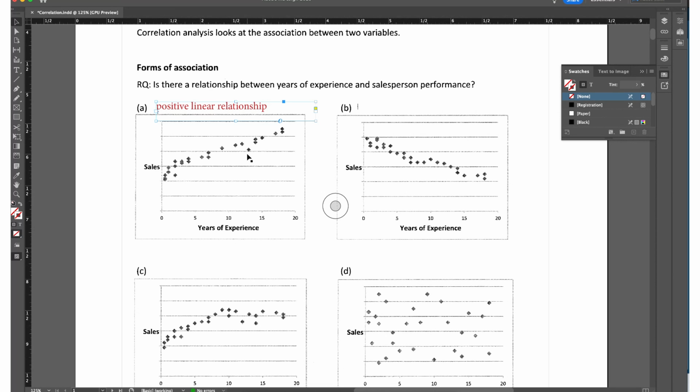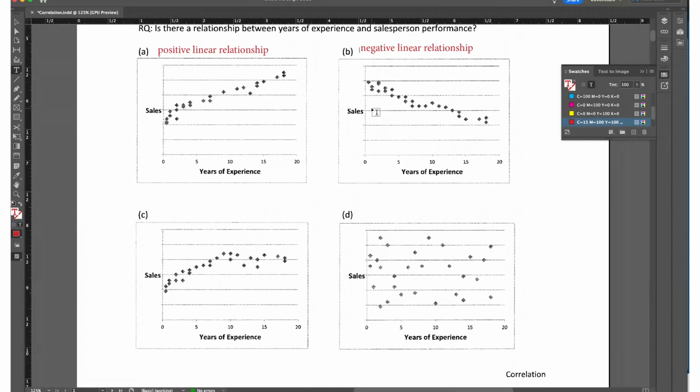But it's also possible that this could be the relationship. It could be a straightish line going the other way. So this one is what we would call a negative linear relationship. In this case, it could be that as you're at a place so many years, as you get older, you're just over it, right? Like you're just burnt out or you just don't have as much energy. And so that might affect your level of sales.